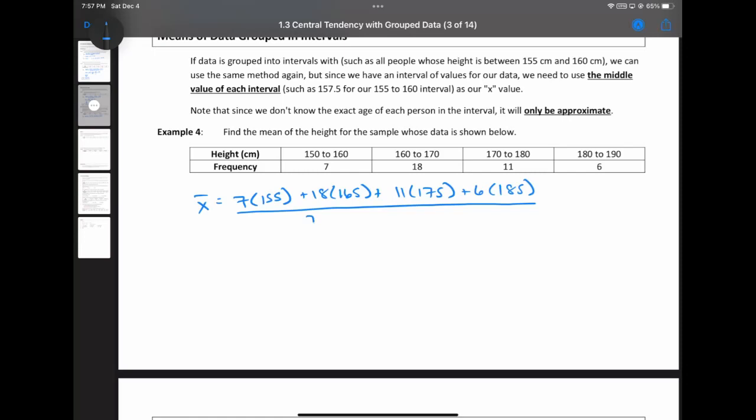And I have a total of 7 plus 18 plus 11 plus 6 people. So now I can just calculate all of these little pieces, and we have 1085, 2970, 1925, and I'm hoping I get these correct.